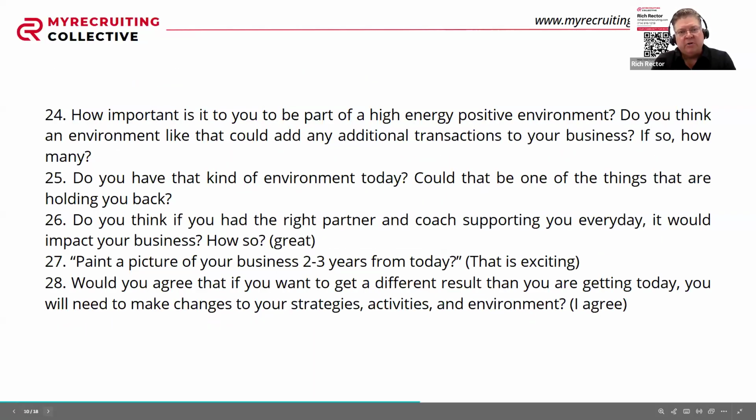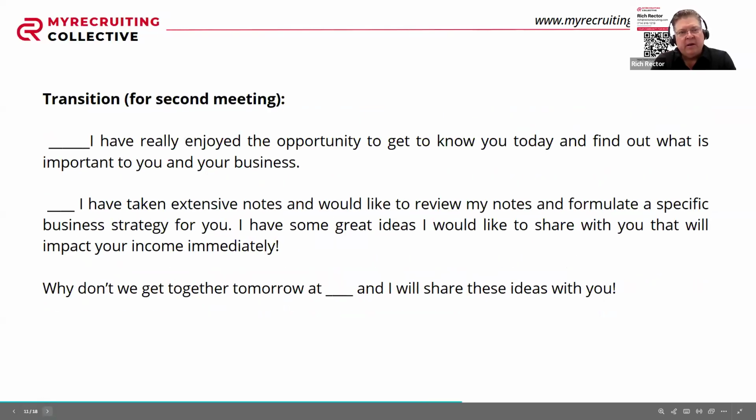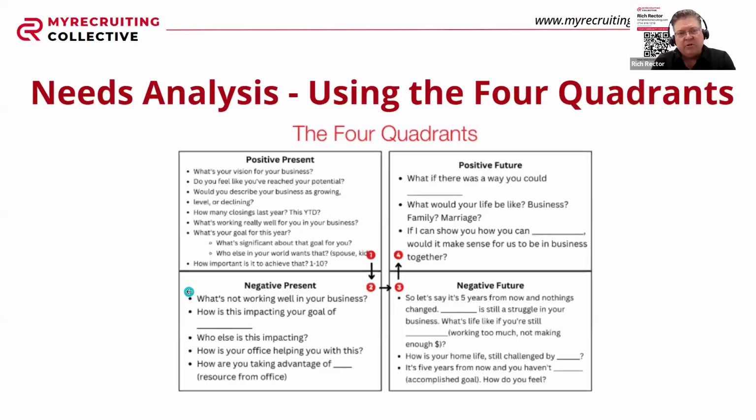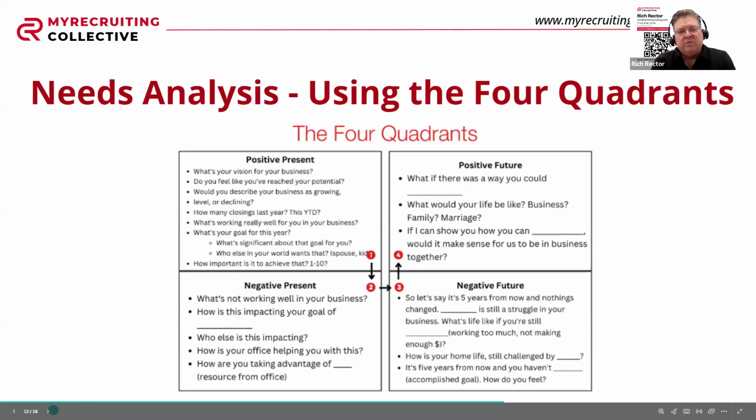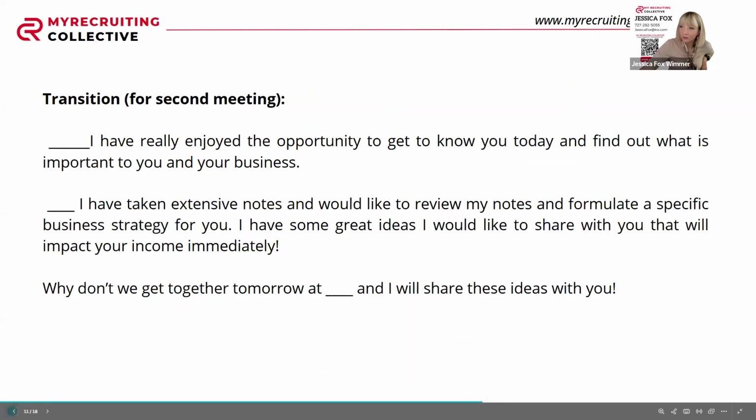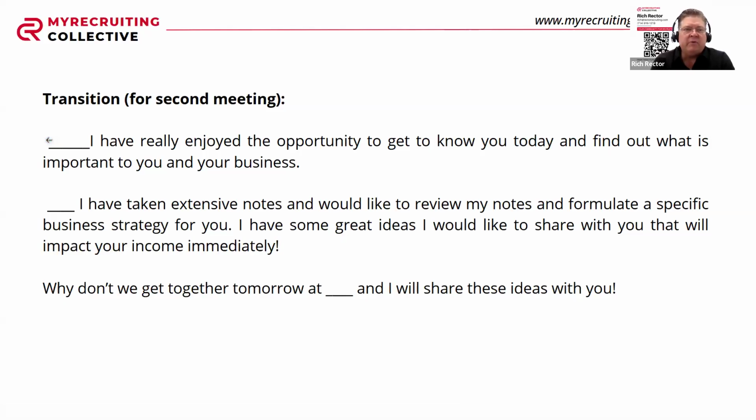Okay, so let's get into the four quadrants and just touch on that, tie that together, and then we'll open it up to some questions. So this is what Jessica was talking about earlier on that transition. So if I'm transitioning to a second appointment, I would say, hey, I've really enjoyed, Jessica, the opportunity to get to know you today, find out what's important for you and your business. I've taken extensive notes, and I'd like to review my notes and formulate a specific business strategy for you. I've got some great ideas I'd like to share with you that'll impact your income immediately. Why don't we get together tomorrow at 10 o'clock and I'll share these ideas with you?